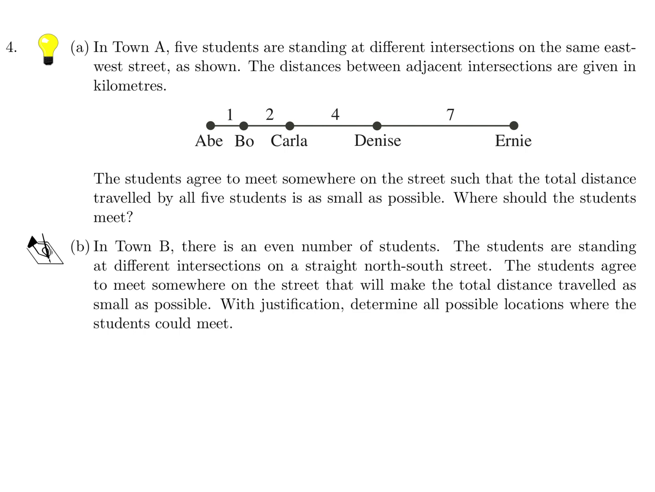In town A, 5 students are standing at different intersections on the same east-west street as shown. The distances between adjacent intersections are given in kilometers. These students agree to meet somewhere on the street such that the total distance traveled by all 5 students is as small as possible. Where should the students meet?